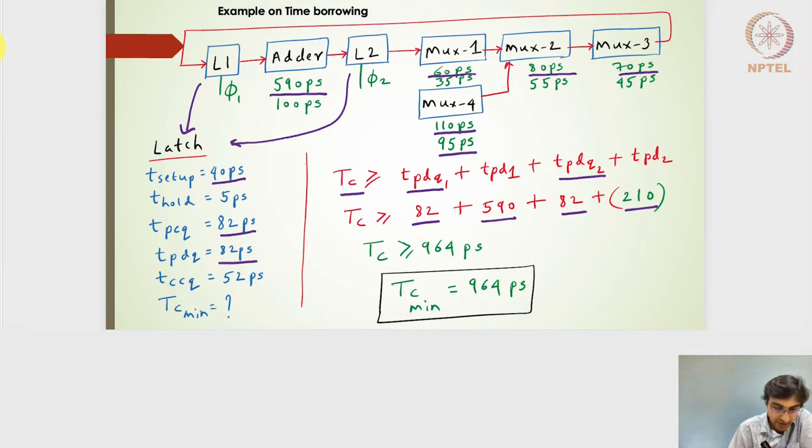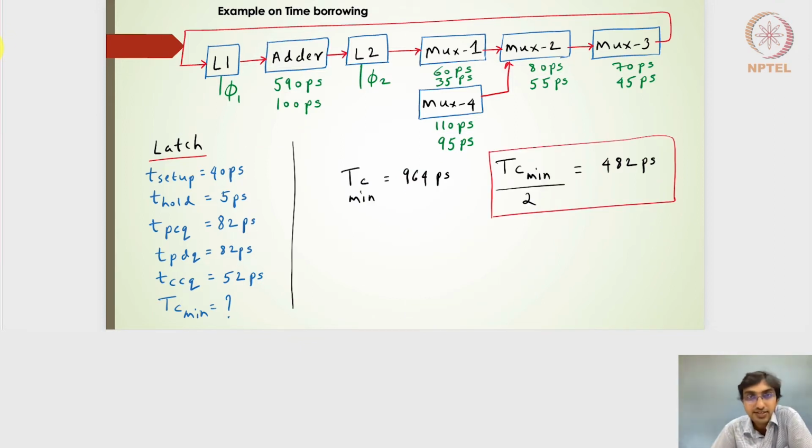Right, so that is our clock time period that we will design for this particular subsystem block. If I choose the clock time period to be 964 picoseconds, then half the clock time period turns out to be 482 picoseconds. And it's very important to use this TC by 2 to understand how much maximum borrowing time is available for the adder circuit, right? Because that is the combinatorial circuit number 1.